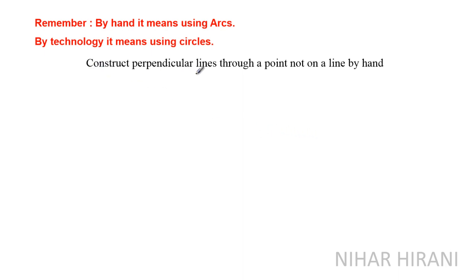Construct perpendicular lines through a point not on a line by hand. So I have this line that's given. Let me name it AB. And I have one point that is not on this line. So let us say that is point C and that is over here. And I need to make a perpendicular through this point.